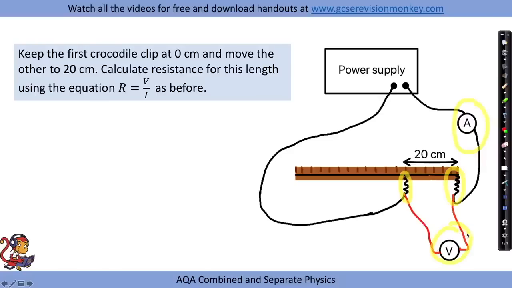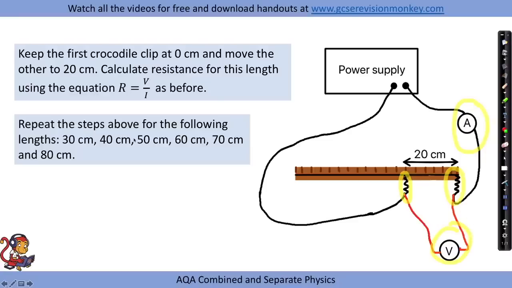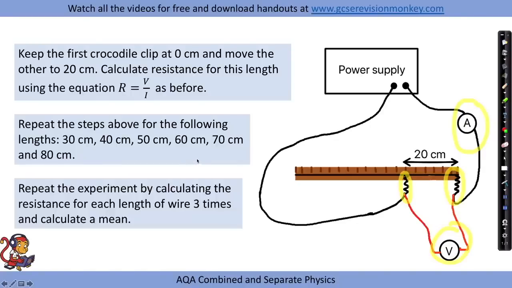Now you need to suggest the range of lengths that you are going to use in the experiment, and you need to list them out. For example, repeating the steps above for the following lengths: 30 centimeters, 40 centimeters, 50 centimeters, 60 centimeters, 70 centimeters, and 80 centimeters. And then what's really good to do is end by saying that you're going to repeat the experiment by calculating the resistance for each length of wire 3 times and calculate a mean.